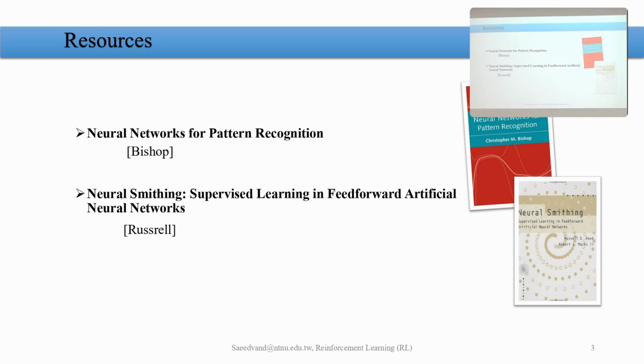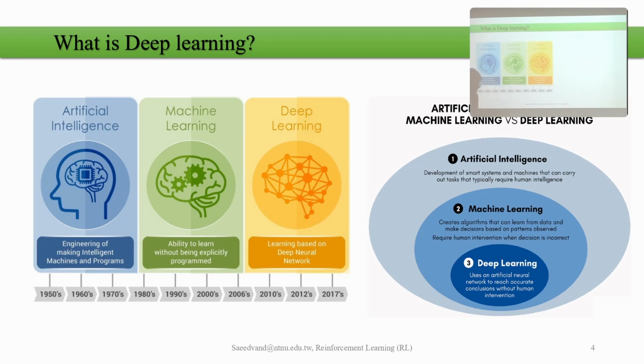Of course, if you are interested in studying more and knowing more, you should have a look at Neural Networks for Pattern Recognition by Bishop, and another one is Supervised Learning in Feed-Forward Artificial Neural Networks by Russell. That is a very famous book that is highly recommended to study to know what is happening.